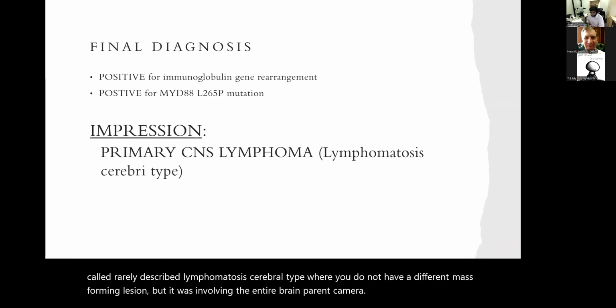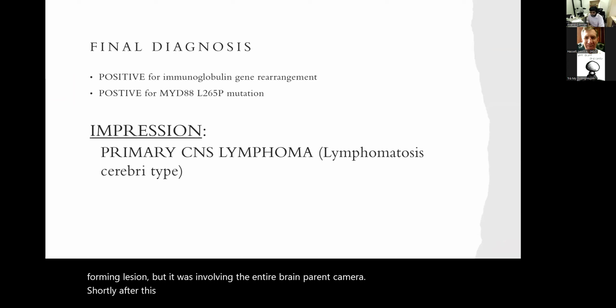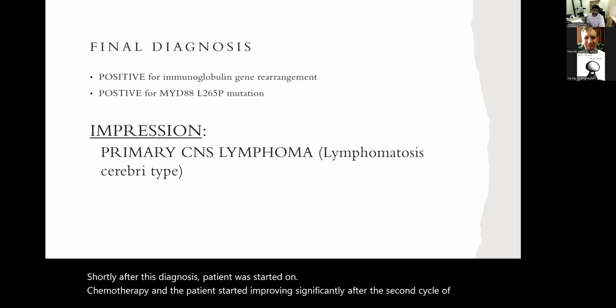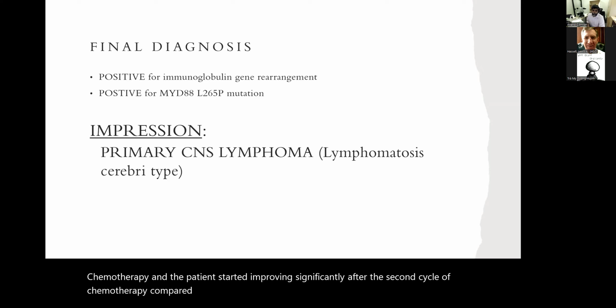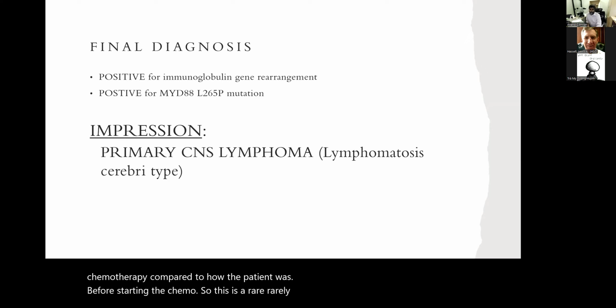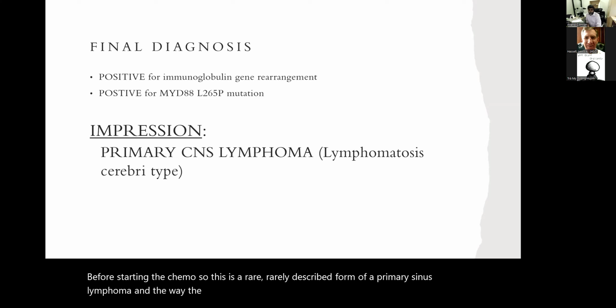Shortly after this diagnosis, the patient was started on chemotherapy, and the patient started improving significantly after the second cycle of chemotherapy compared to how the patient was before starting the chemo. So this is a rarely described form of a primary CNS lymphoma, and the way the cells were infiltrating was unique.